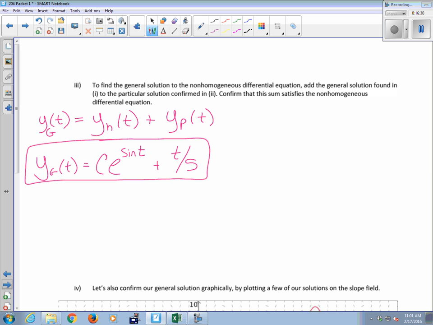And we should verify, just like we did with the particular solution, that this works. So I'm going to write down my whole differential equation. So dy dt equals cosine t times y plus 1/5 times 1 minus t cosine t. And now I just plug things in. Anywhere I see a y or something related to y, plug it in based on the solution, y sub g, and verify that you get a true statement. So I'm looking for dy dt, right? That's the derivative of the solution. What is the derivative of c e to the sine t plus t over 5?